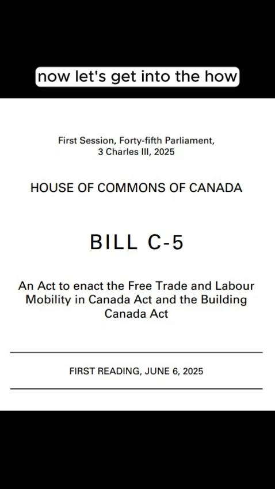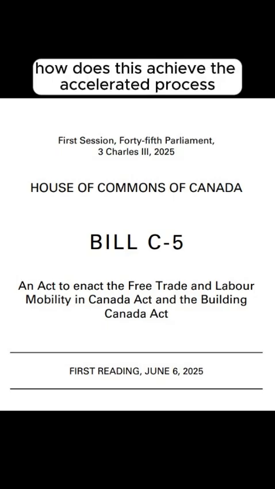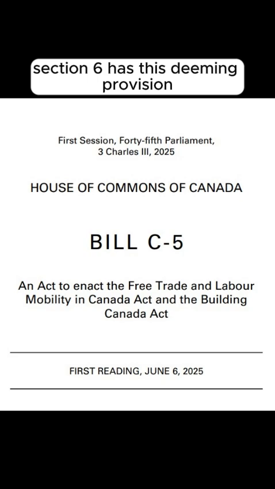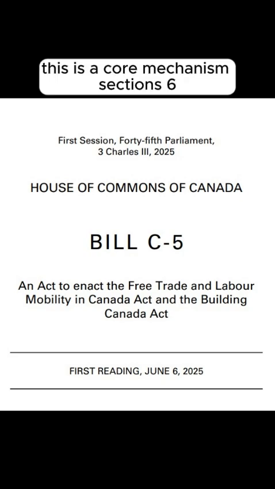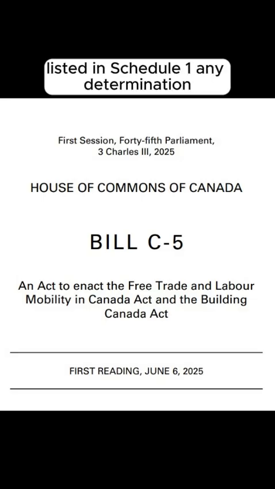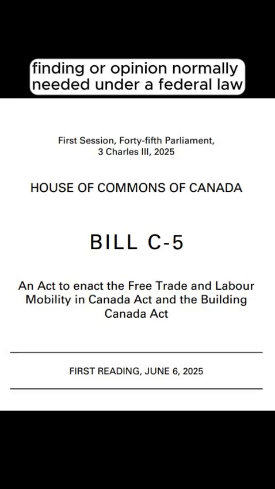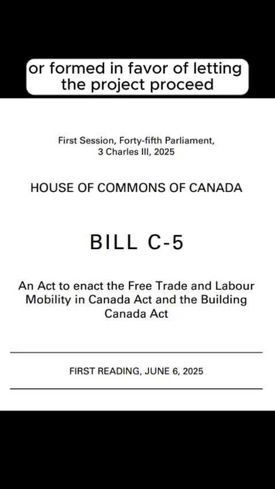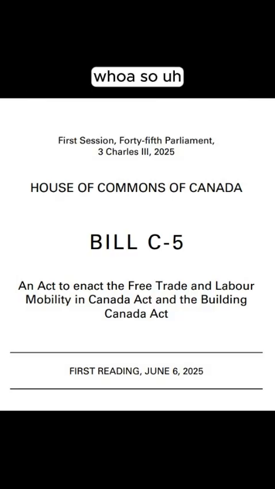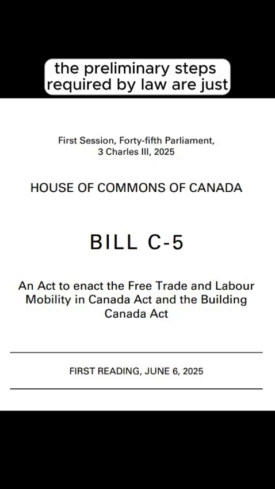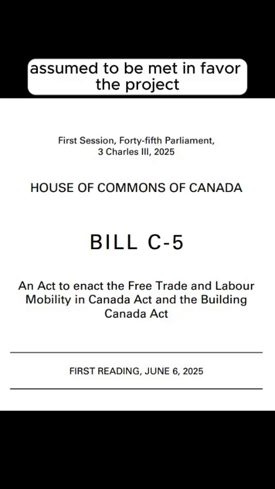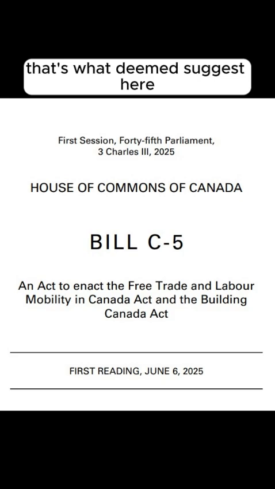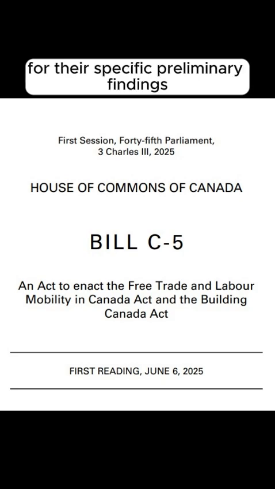Okay, now let's get into the how. How does this achieve the accelerated process? Section 6 has this deeming provision. What does that do? Right, this is a core mechanism. Section 6.1 says that for a national interest project listed in Schedule 1, any determination, finding, or opinion normally needed under a federal law before an authorization is given is deemed to be made or formed in favor of letting the project proceed. Whoa. So the preliminary steps required by law are just assumed to be met in favor of the project. That's what deemed suggests here for their specific preliminary findings.